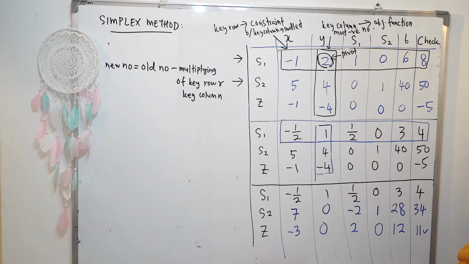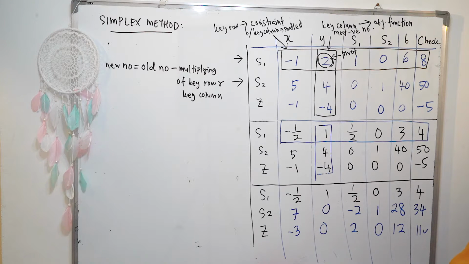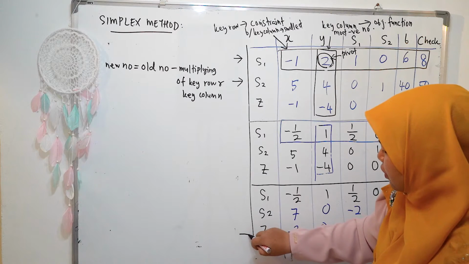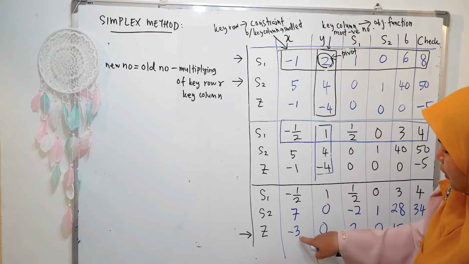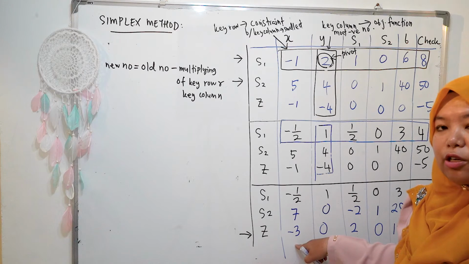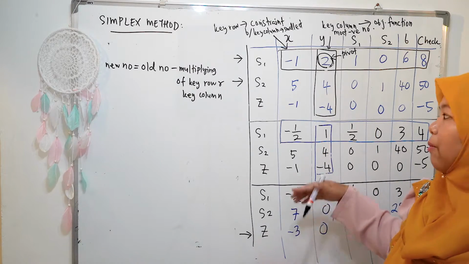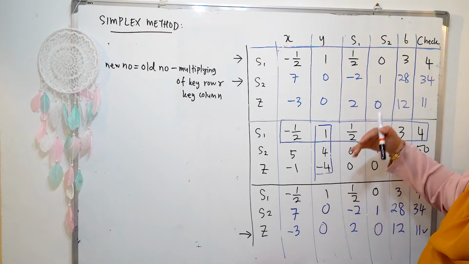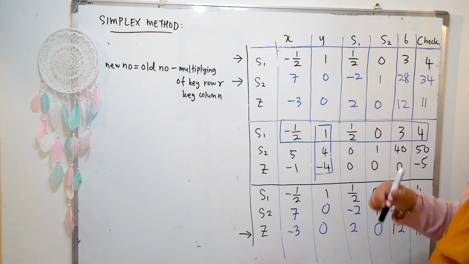Okay, after we change all the elements in this table, we have to check whether the objective function still has a negative number. Okay, for this one I can see I have another negative value. So if you have a negative value, you have to repeat the same step. So this one, I copy paste because I'm out of space.